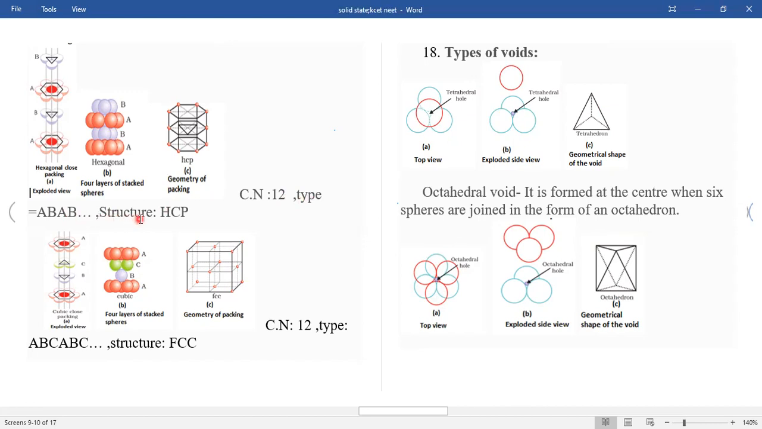What is the structure it is generating? It is generating HCP. So HCP in 2-dimensional has a coordination number 6. HCP in 3-dimensional has a coordination number 12. That's the difference you should remember.